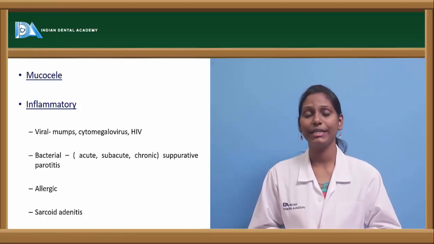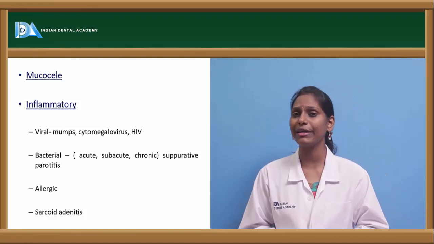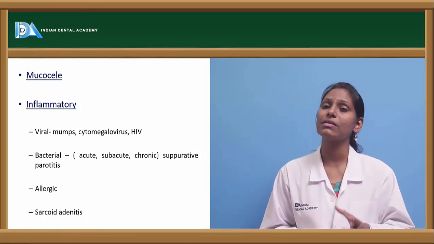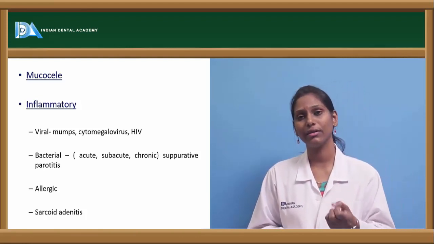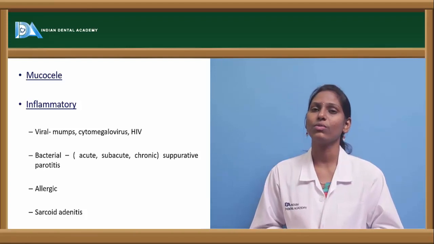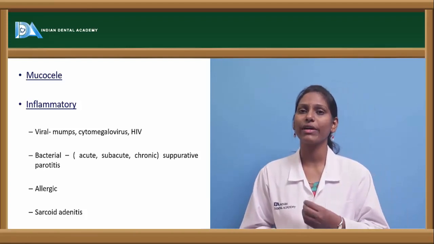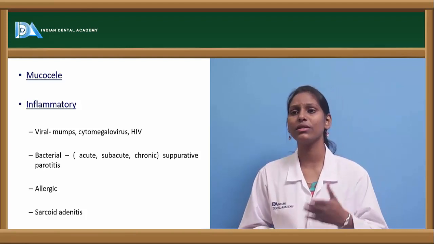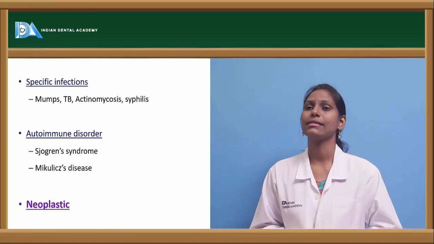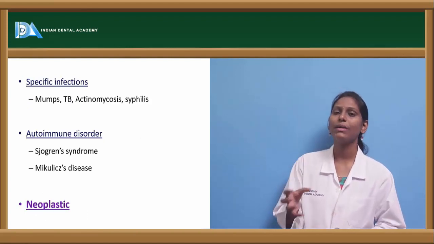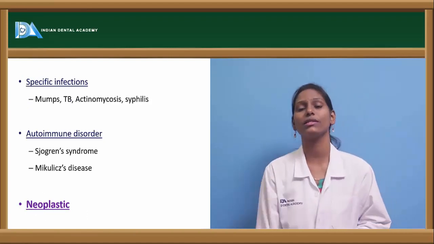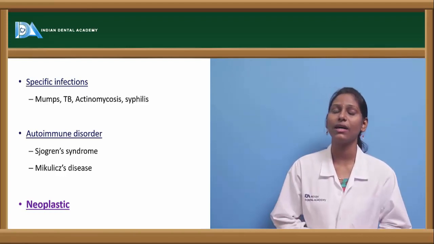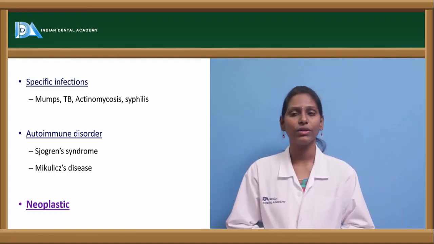Sarcoid adenitis is one kind of granulomatous condition where the normal salivary tissue is replaced with granulomatous tissue. Because of this, there will be a decrease in normal function, or no proper functioning of your salivary glands. So this is nothing but sarcoid adenitis. And specific infections: some particular infections have an affinity towards your salivary glands, like mumps, tuberculosis, actinomycosis, syphilis, etc. These are the specific infections which have an effect on the salivary glands.